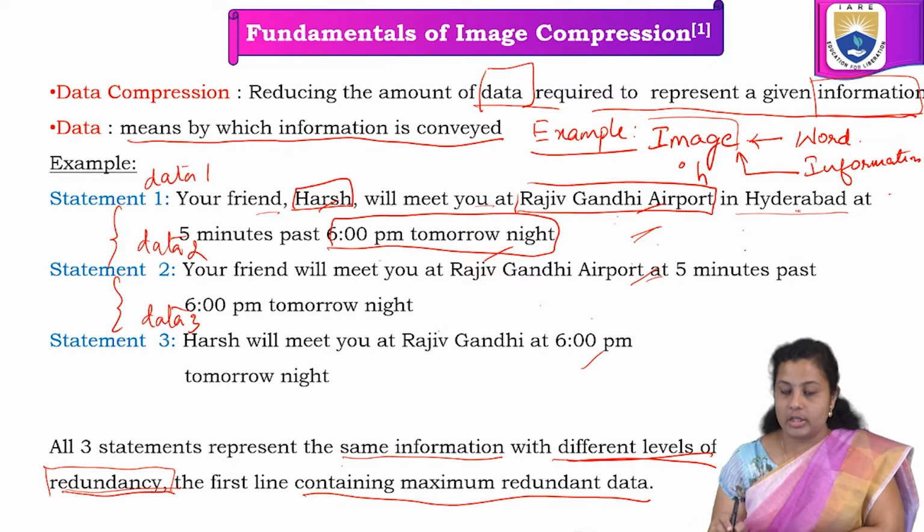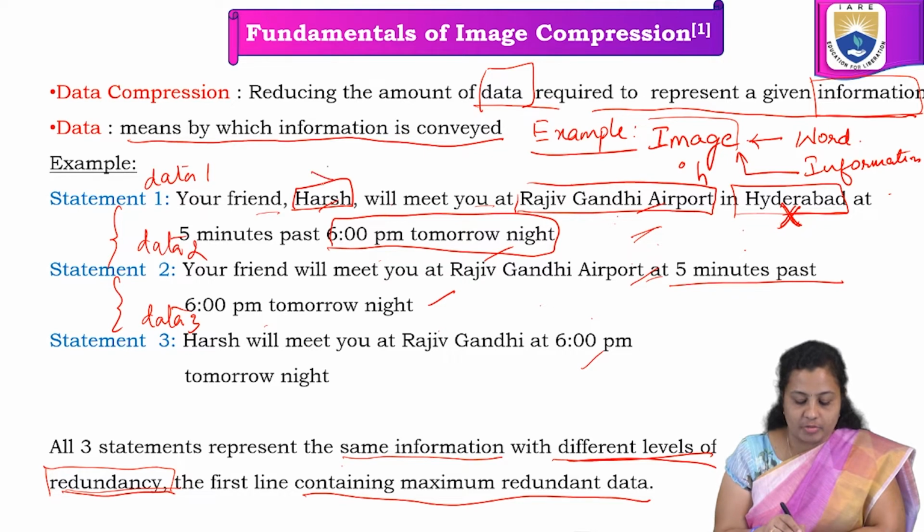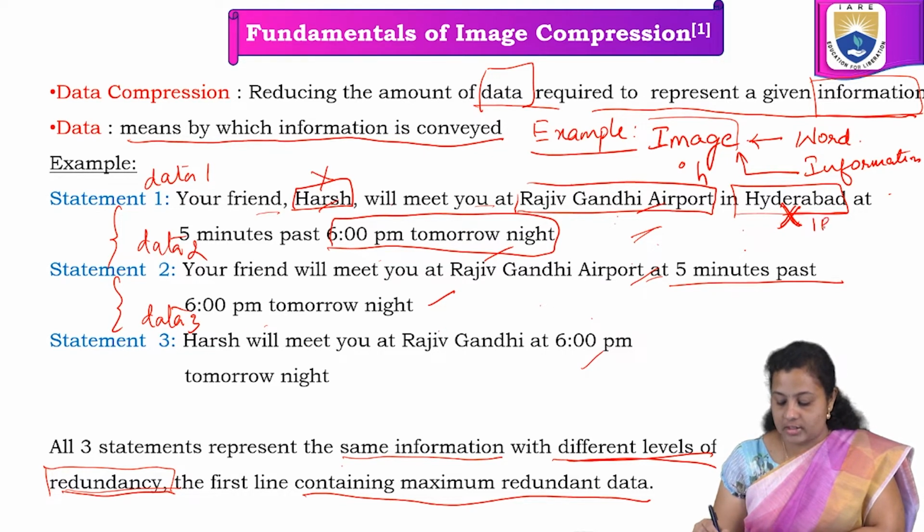If we remove it a little, let's see the second statement here. Your friend will meet you at Rajiv Gandhi Airport at 5 past 6 p.m. tomorrow night. The word Hyderabad and the name of the person are irrelevant data, and the 5 past 6 p.m. tomorrow night can be called redundant information.